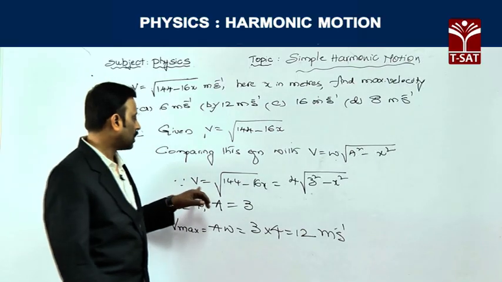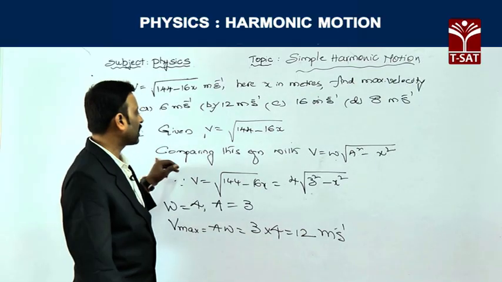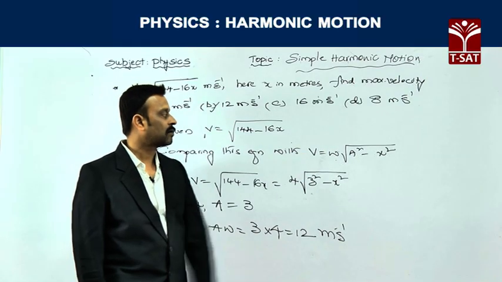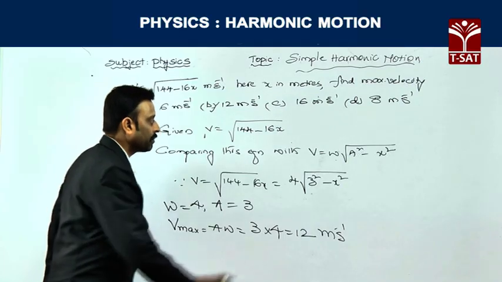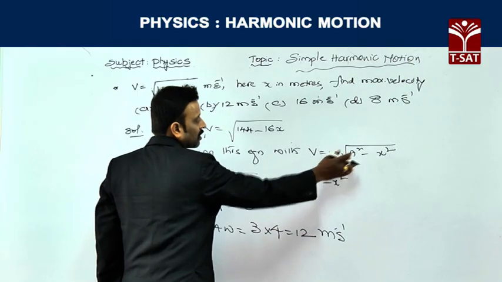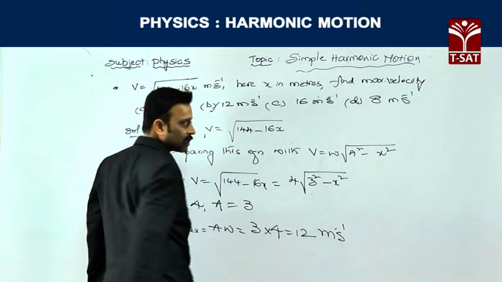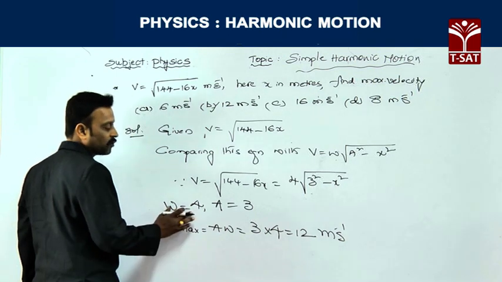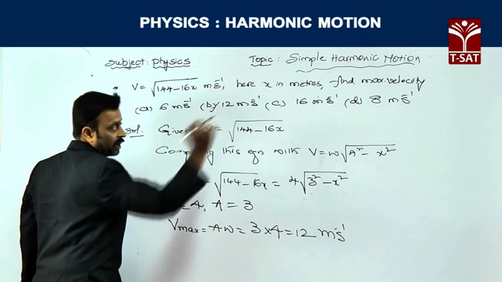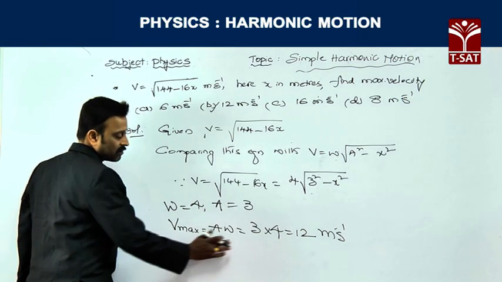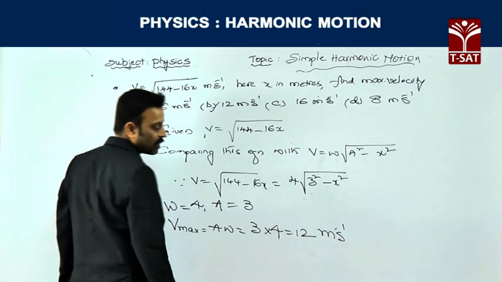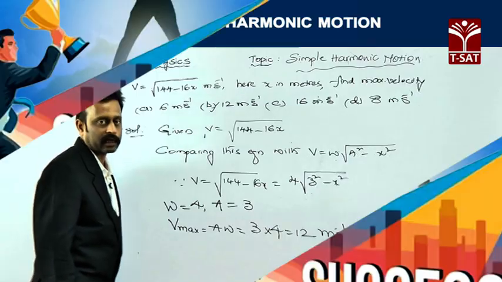Now, comparing this equation with the original form for a particle executing simple harmonic motion, v is equal to omega under root a square minus x square. When you compare these two equations, in place of omega I have 4 here, in place of amplitude 3, and x as it is. So I get omega as 4 units, amplitude as 3 units. As you are asked to calculate maximum velocity, the formula is A omega. Substitute the values and simplify, you will get the answer as 12 meter per second.